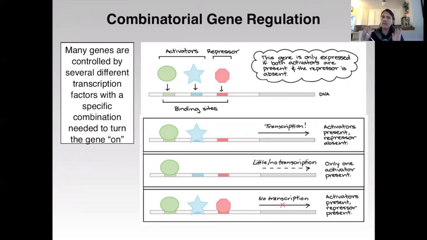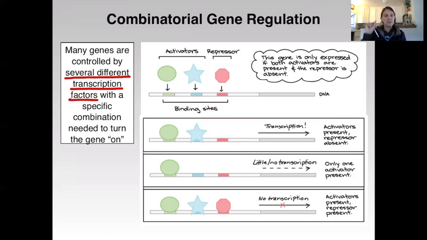And you do not have to know all of the details about this, but it's important to know that many genes are controlled by several different transcription factors with a specific combination needed to turn them on. So for example, and these images are directly from the Khan Academy, if you want to go look at their article, it's great. So for example, here's our gene. So this gene is only expressed if both activators are present and the repressor is absent, right?